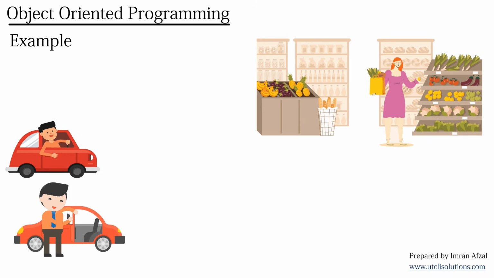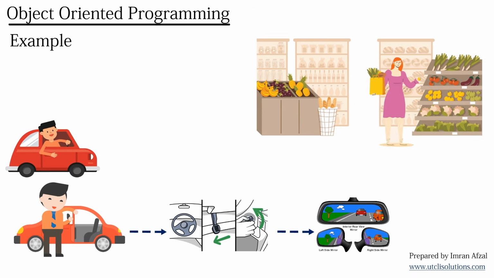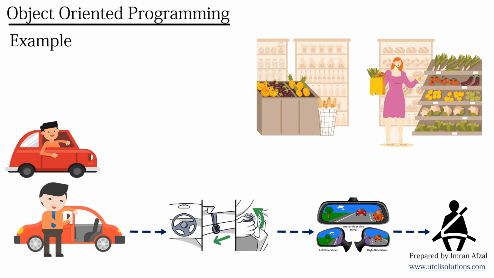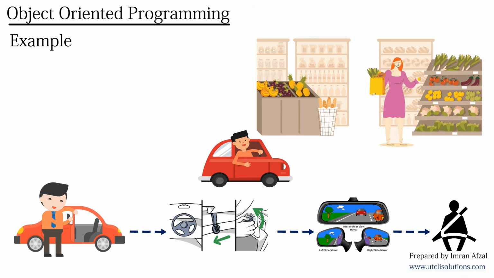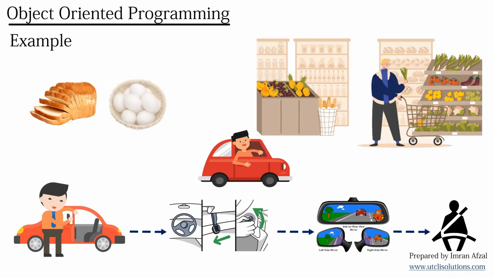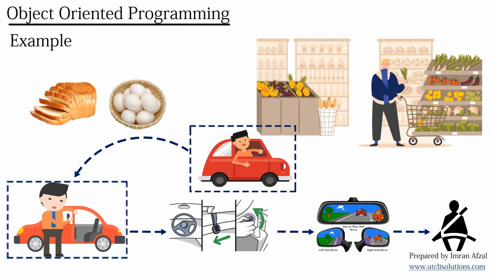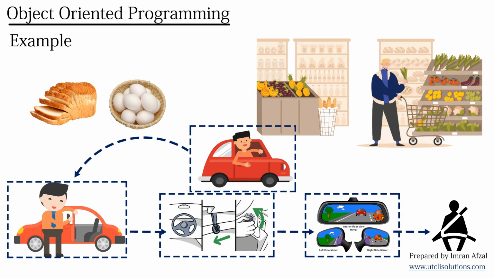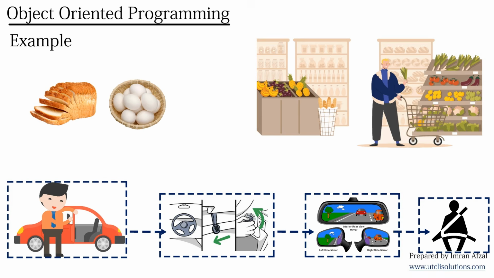Unlock the car, start the car, check your rear view and side view mirrors, fasten your seatbelt, then of course drive to the nearest grocery store, buy a loaf of bread and a dozen eggs, and of course come back to your car and unlock the car, start the car, check your rear view and side view mirrors, fasten your seatbelt, and then drive back home.